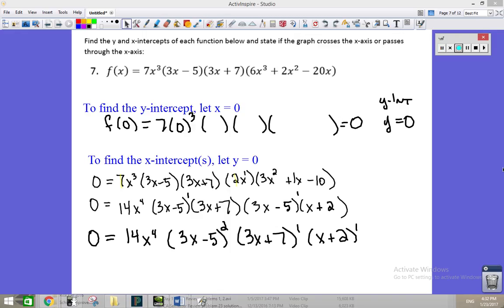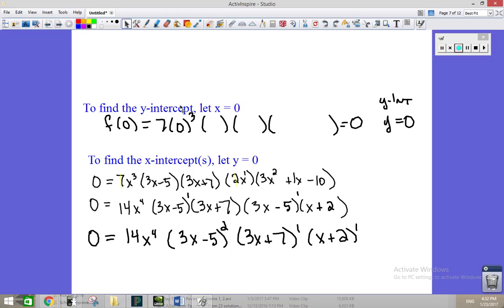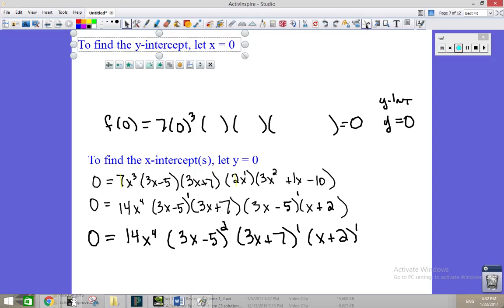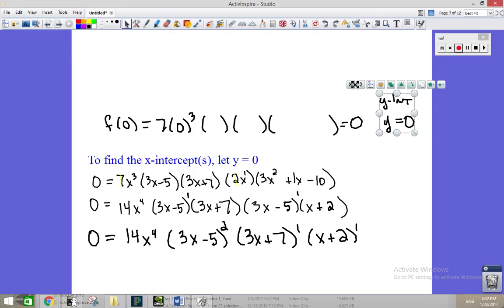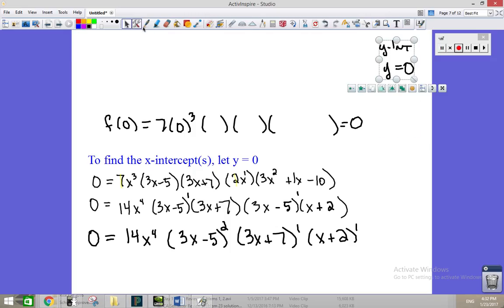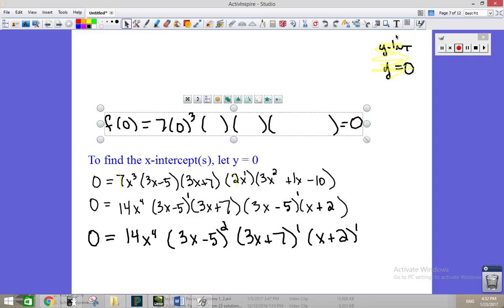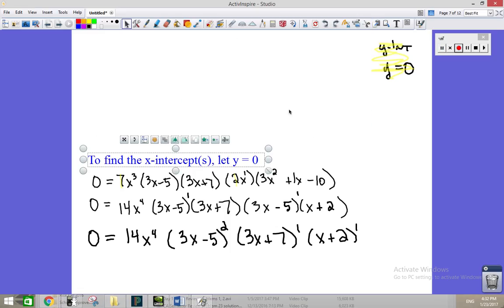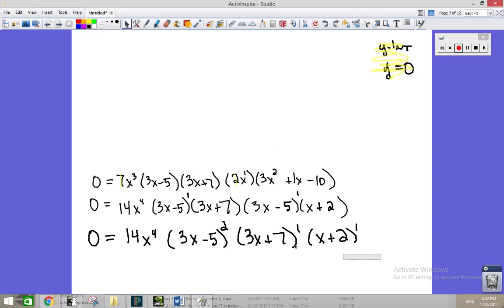Alright, so let's put this in the form of a table. I'll give myself some room for this table. I'm going to get rid of this. I'll keep this answer of my y-intercept for you. And let's get rid of some of this to give us some more room.